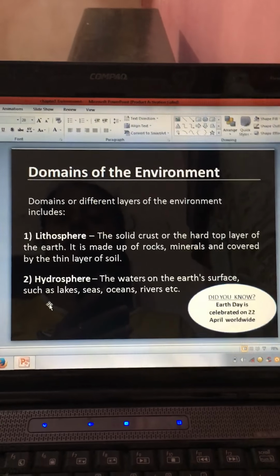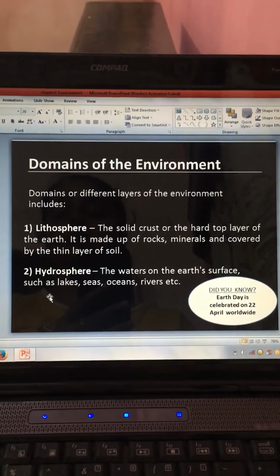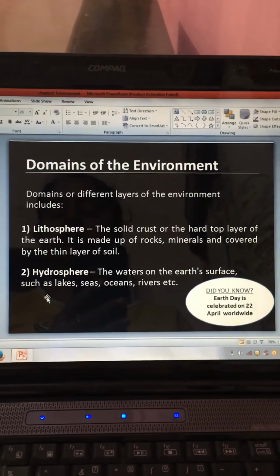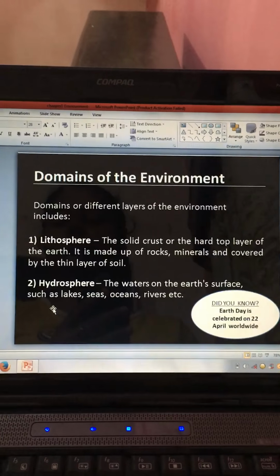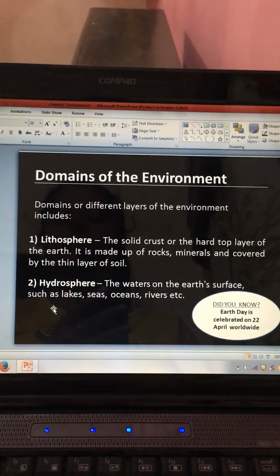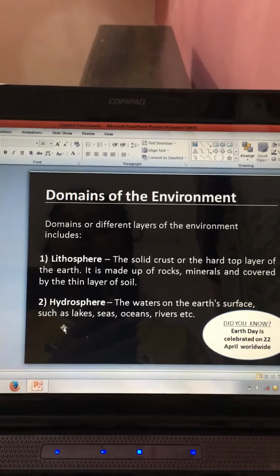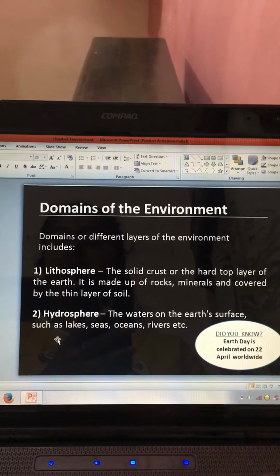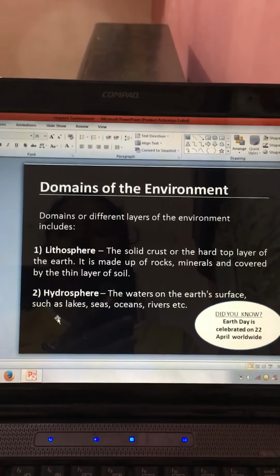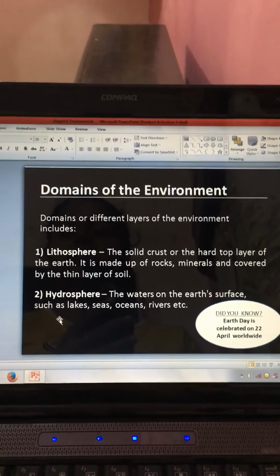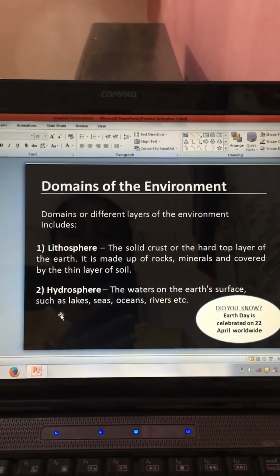Next coming up is hydrosphere. From the word hydrosphere, we come to know that this is about water. Water supports all forms of life. Water is found in three states: solid, liquid, and gas. As you have read in your earlier classes, we get fresh water on land through the process of the water cycle. This water cycle includes lakes, seas, oceans, and rivers.